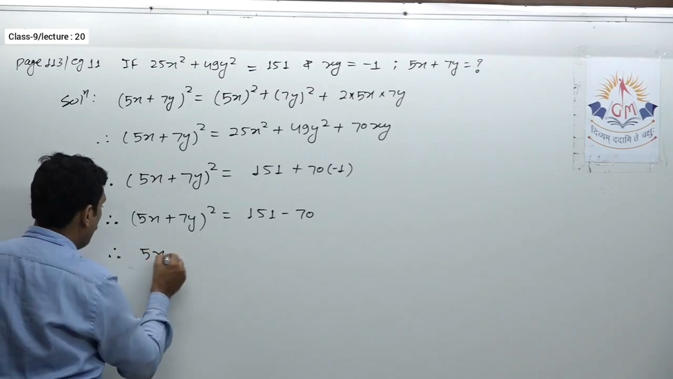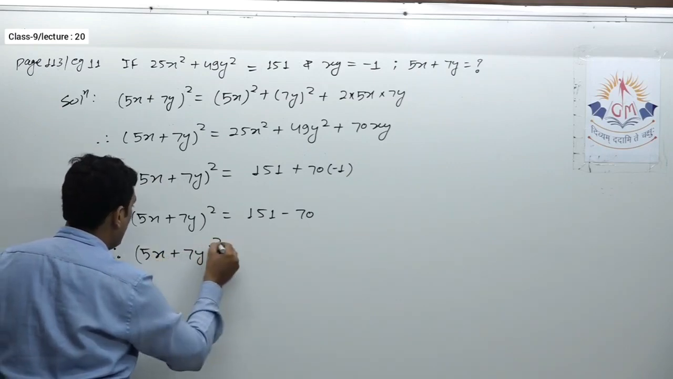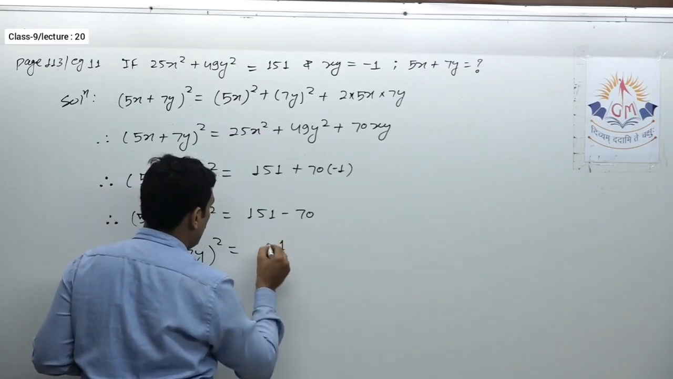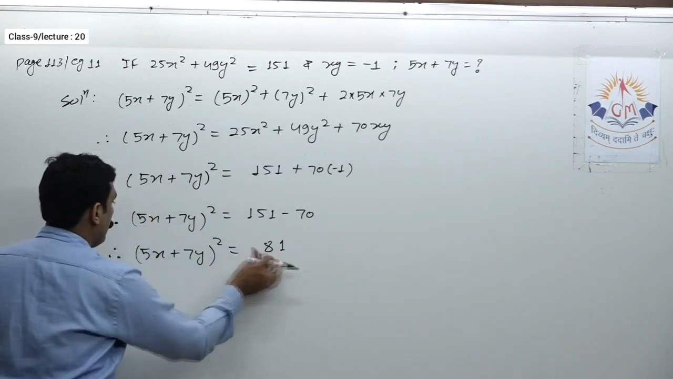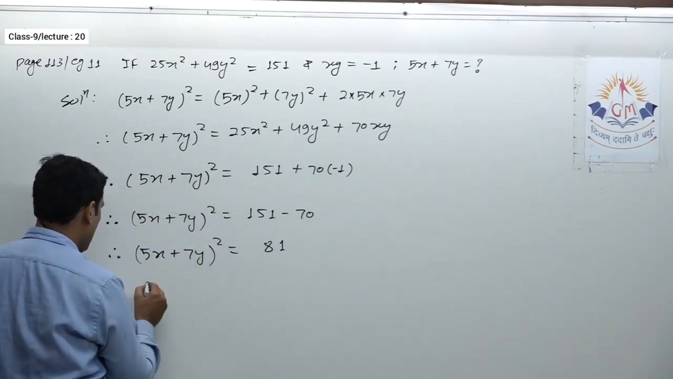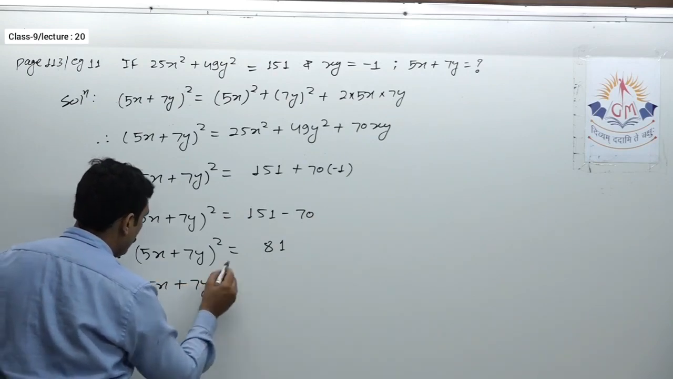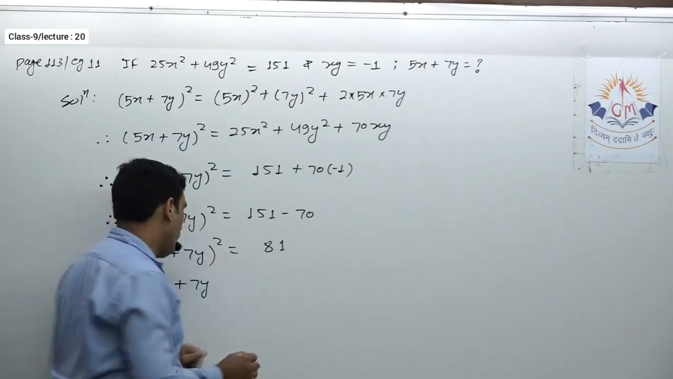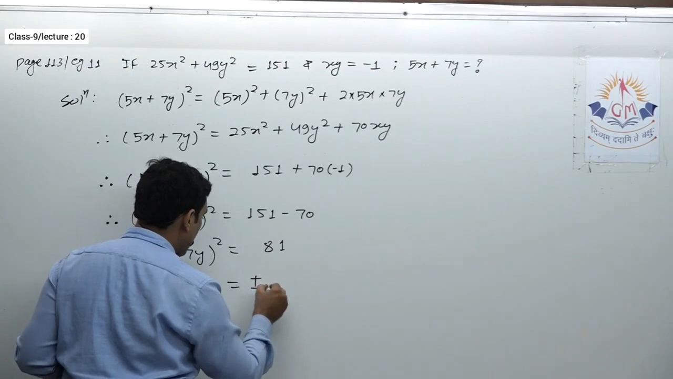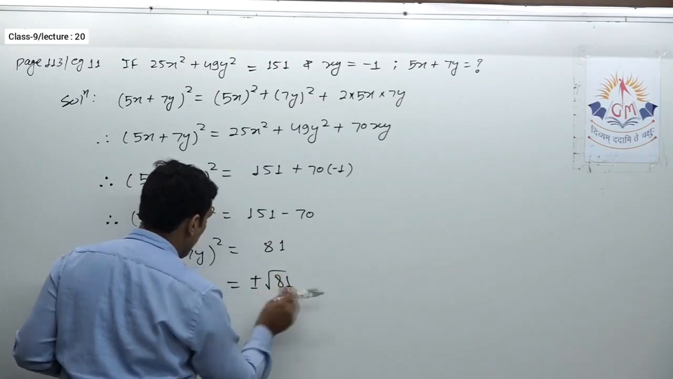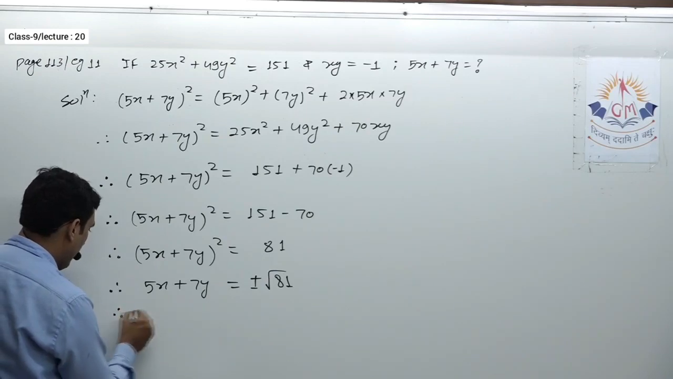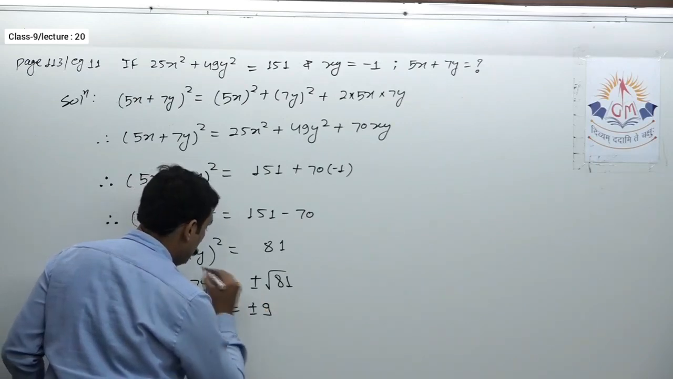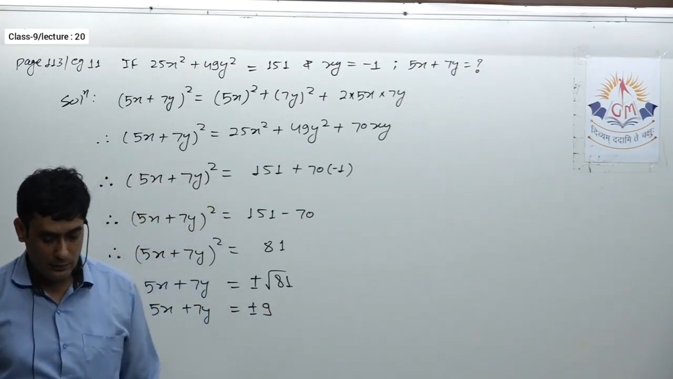So 5x plus 7y whole square is equal to, now 151 minus 70 is 81. That means again a complete square. Even if it is not a complete square, still we can find the value of this. Now to get the value of 5x plus 7y, definitely we have to remove this square. That means we have to take the square root on both sides, and when we do so, we'll get this, and this is actually equal to 9. Root 81 is equal to 9. So here I can say my final answer is 5x plus 7y is equal to plus minus 9. Okay, so please note it down.